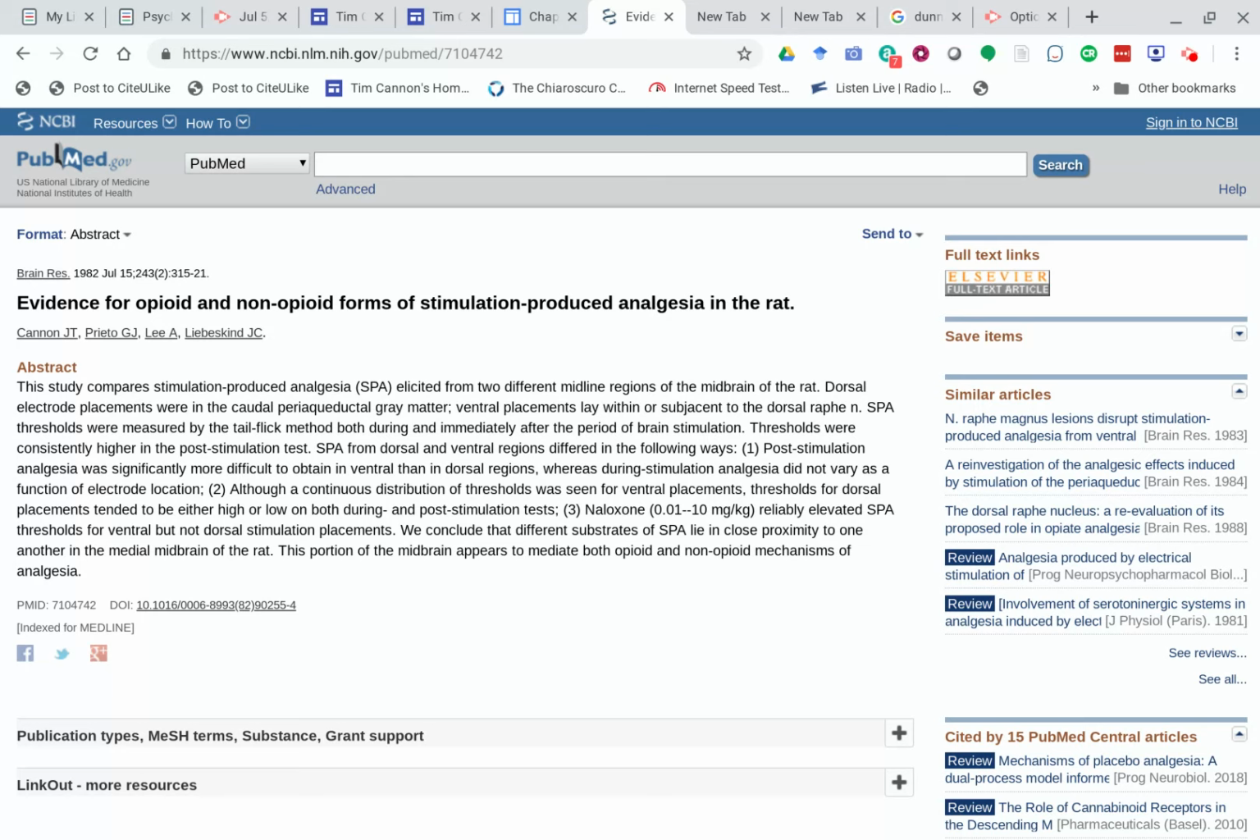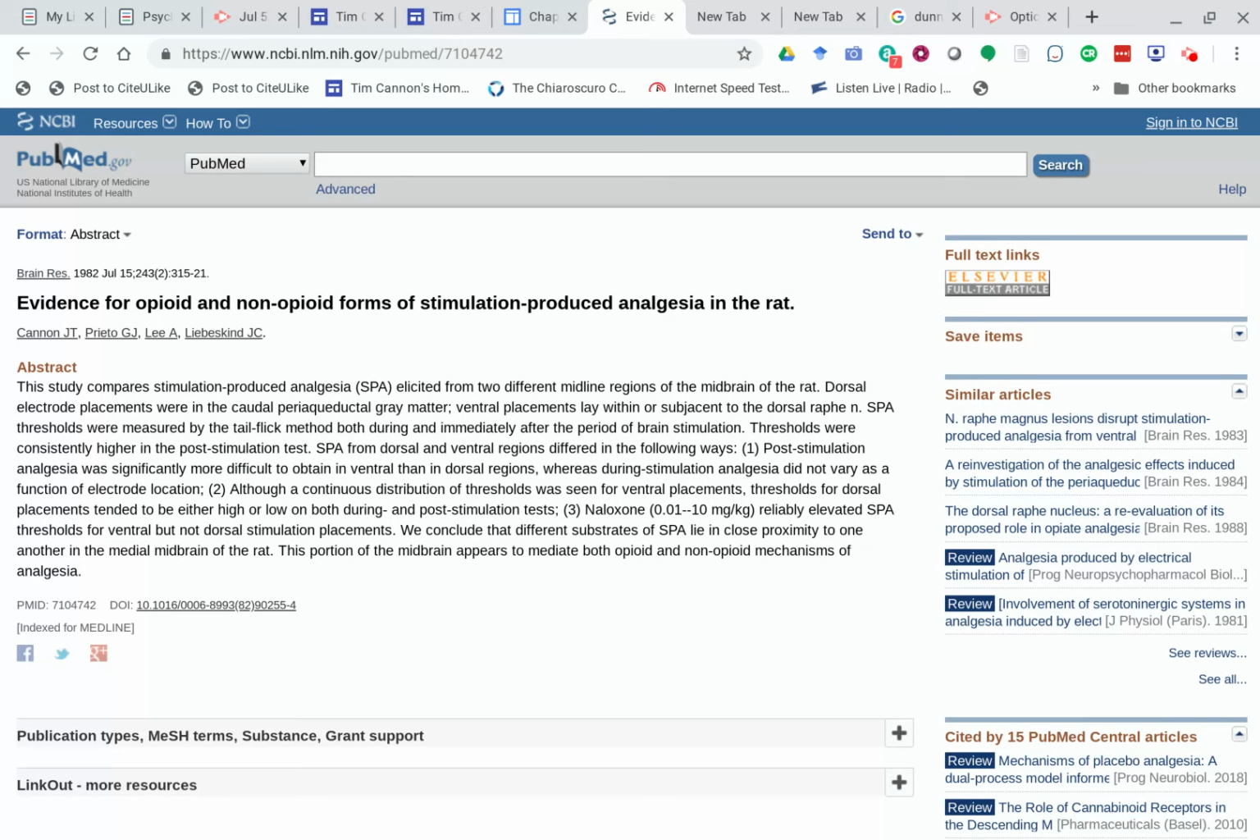Thresholds, that is, if you graphed the thresholds, they were just like a shotgun. They were just all over the place. But for the dorsal, there were two clusters. We never did figure that out. And what's most important is naloxone, which is also Narcan, reliably elevated SPA thresholds for the ventral but not dorsal placements. We conclude that different substrates of stimulation-produced analgesia lie in close proximity to one another in the medial midbrain of the rat. It seems to have both opioid and non-opioid.